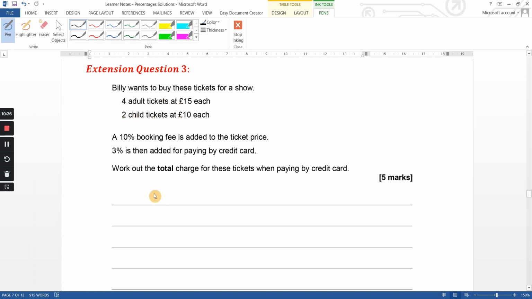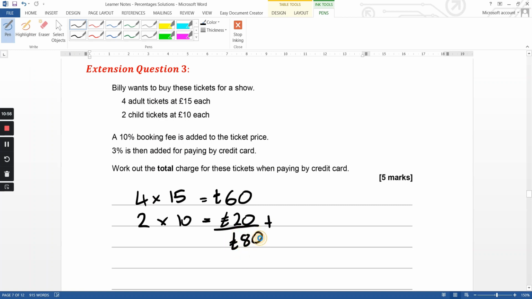So, 4 lots of adult tickets, which are £15 each. That's 4 times 15, and hopefully you can work that out in your head, is £60. 2 times 10 is £20 for the child tickets. So altogether, the normal price for these would be £80. That's the first step.